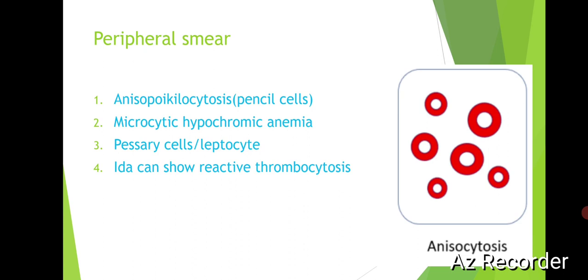In anisocytosis, different sizes of cells can be seen. It means if you compare it with another smear of normal RBCs, different sizes of the RBCs can be seen, but the shape of the RBCs is maintained in anisocytosis. And in poikilocytosis, different shapes of the RBCs can be seen. So in iron deficiency anemia, anisopoikilocytosis is seen. It means different sizes and shapes of the RBCs can be seen.